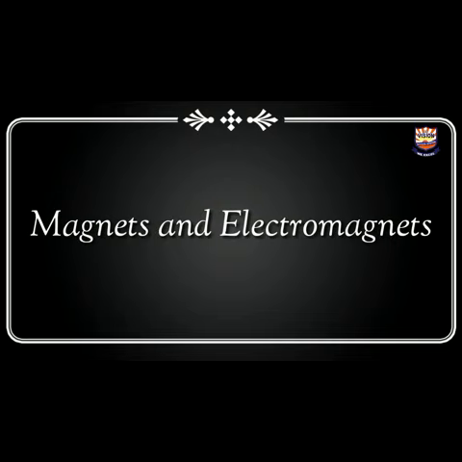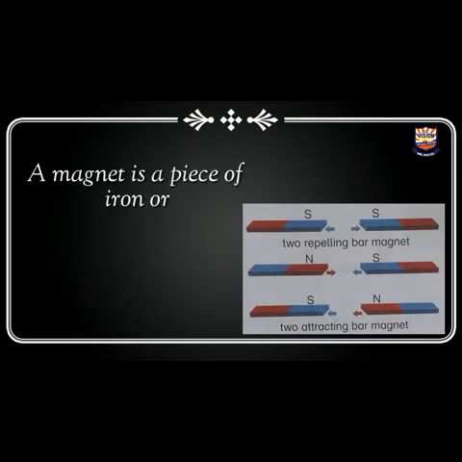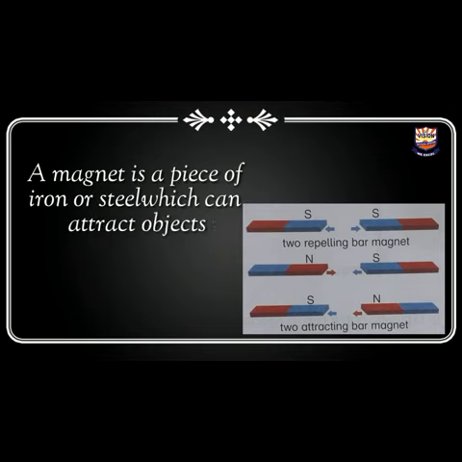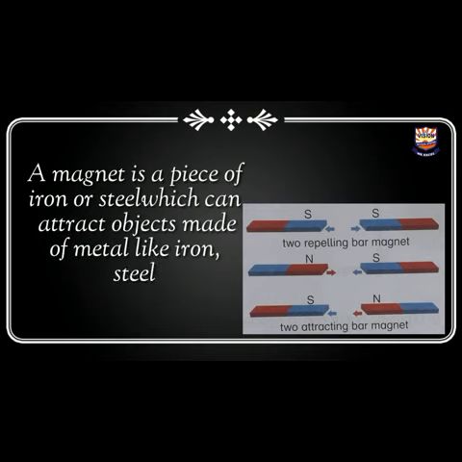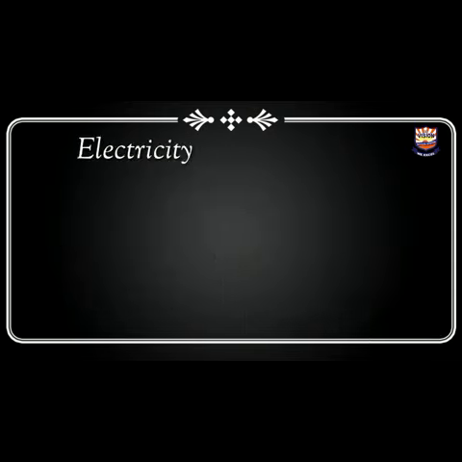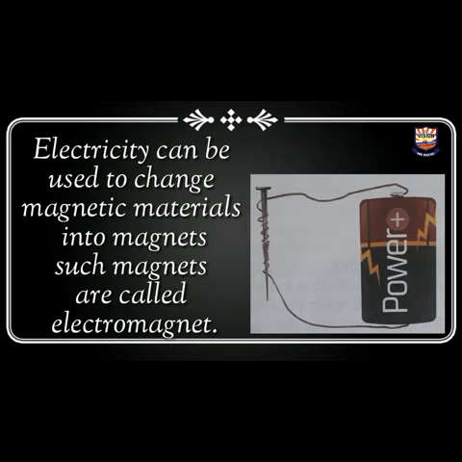Our today's topic is magnets and electromagnets. A magnet is a piece of iron or steel which can attract objects made of metal like iron, steel, nickel and cobalt. Electricity can be used to change magnetic materials into magnets. Such magnets are called electromagnets.